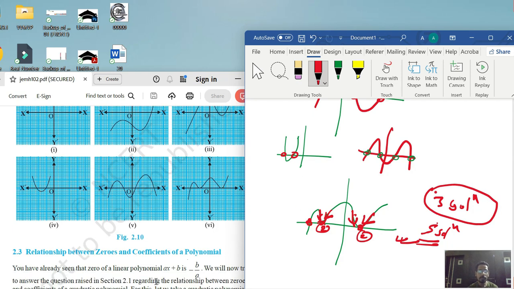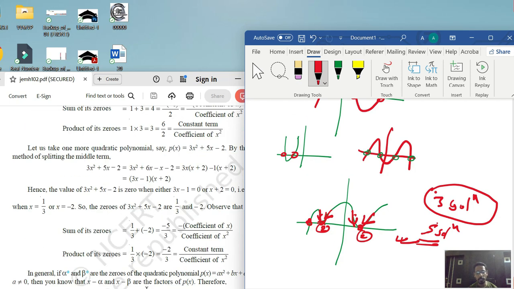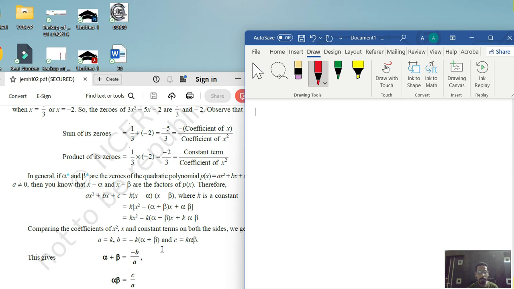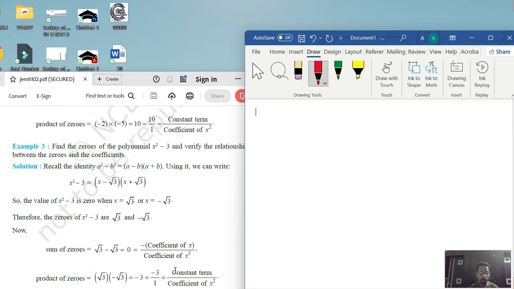Okay. Now I am going to discuss the next exercise given in your NCERT book.